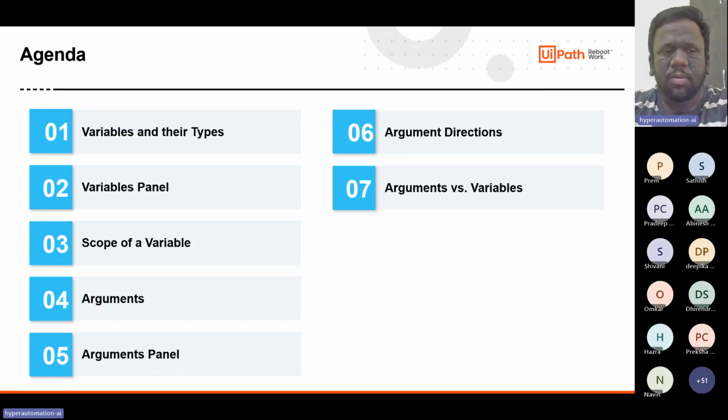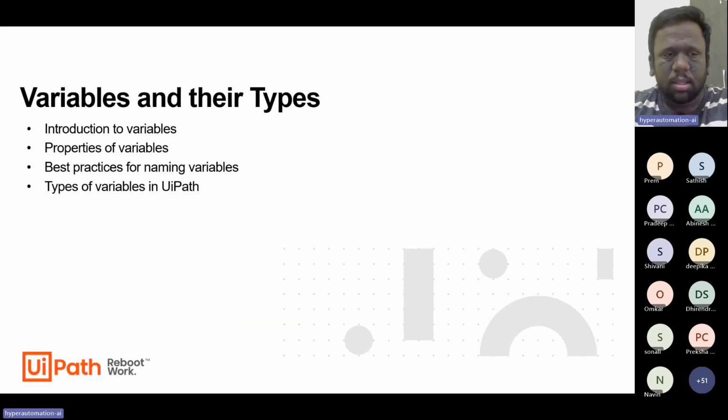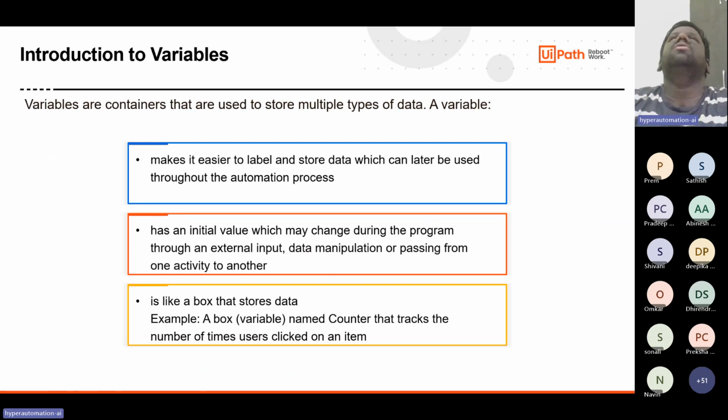So this is our agenda where we are going to talk about variables, their types, the variables panel, what is basically the scope of a variable, why the concept of arguments came into the picture, what are the different types of arguments we have, what is the arguments panel, and what is the basic difference between an argument and a variable.